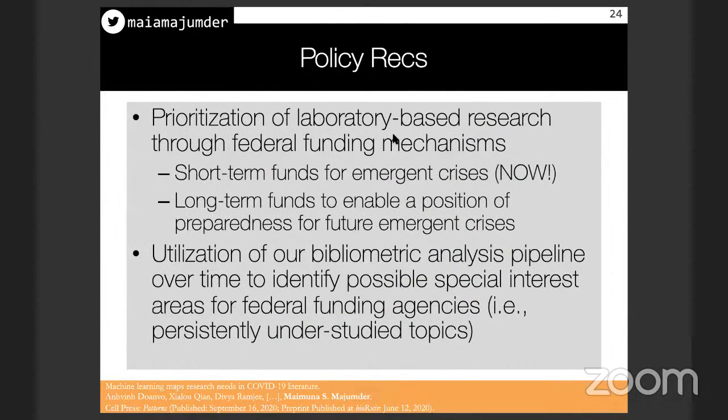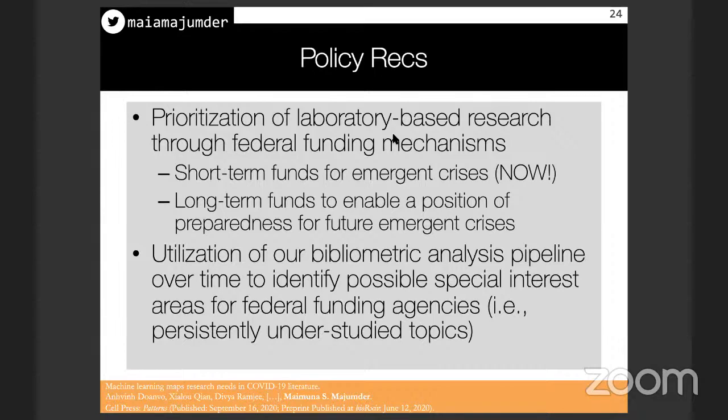With the help of colleagues and collaborators who conduct lab-based science, we're able to determine the most likely cause for the lag in lab-based research for COVID-19 is due to massive federal funding cuts that basic science labs have experienced over the last several years. In other words, these lags are not at all the fault of basic scientists. Instead, they represent insufficient resources to do work that is essential to pandemic response, including development of improved diagnostics and condition-specific therapeutics. As a result, one of our primary policy recommendations coming out of this study is the need for federal funding mechanisms to prioritize lab-based research, both in the short term for emergent crises like the ongoing pandemic and through long-term mechanisms that enable a position of preparedness for future emergent crises.